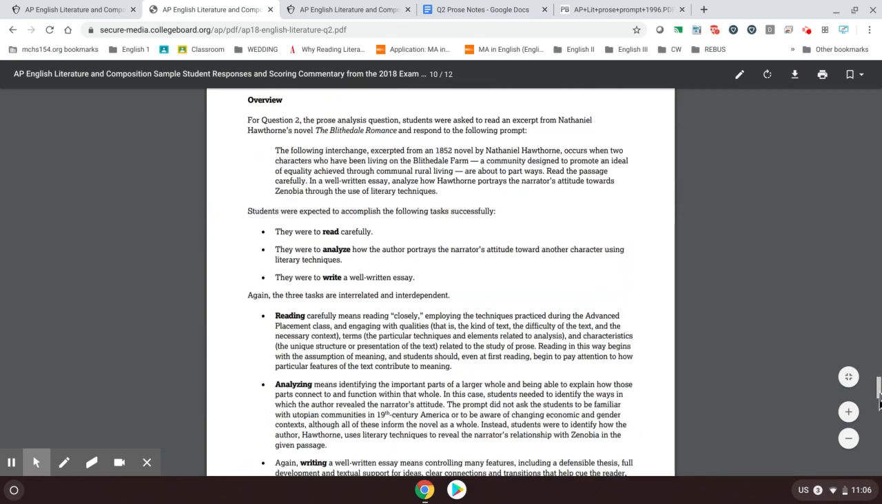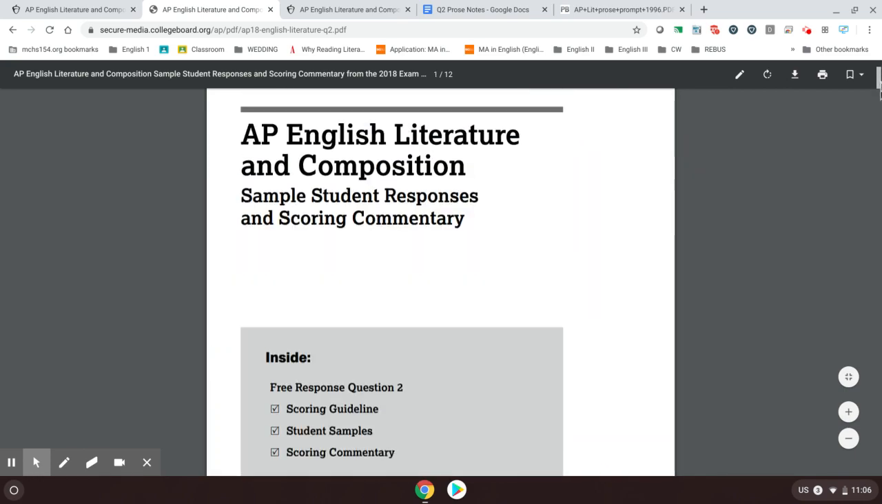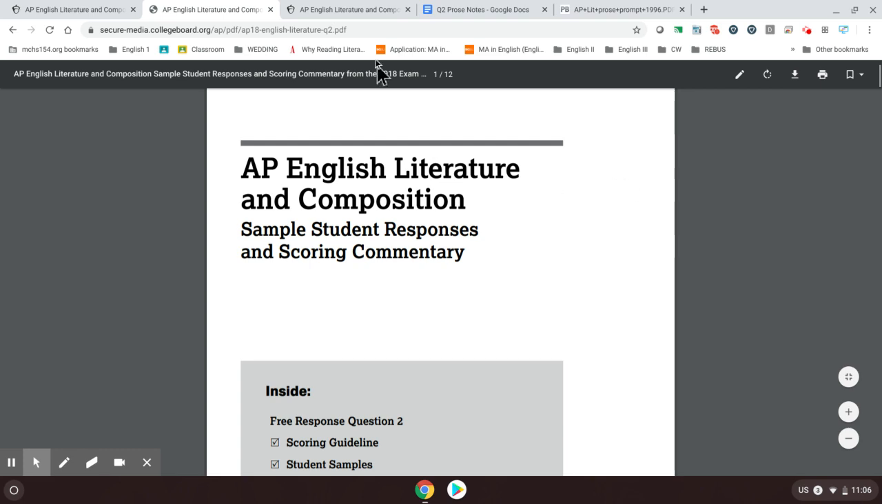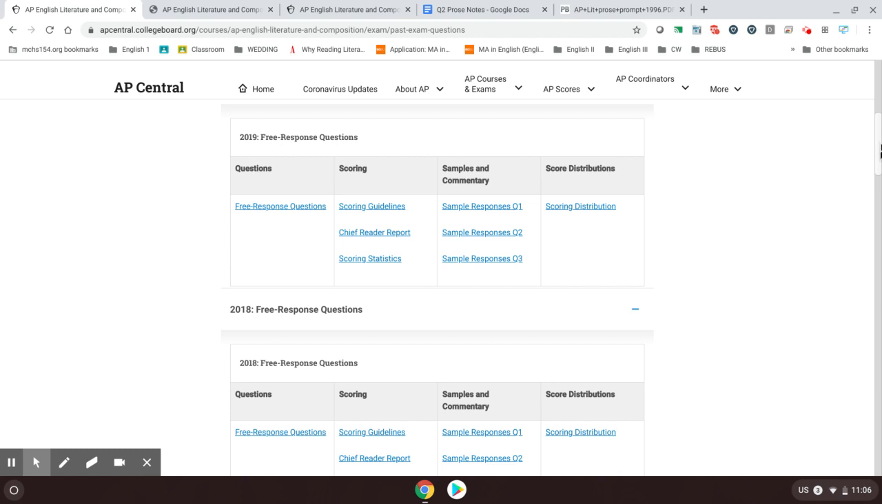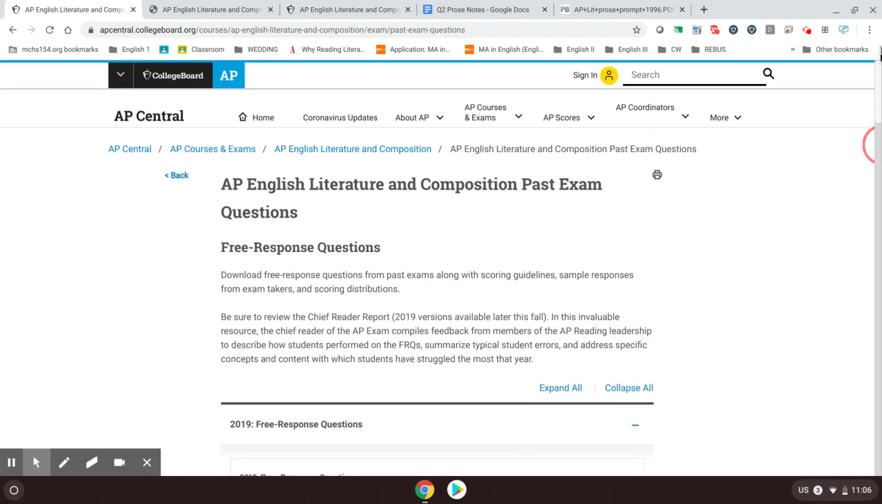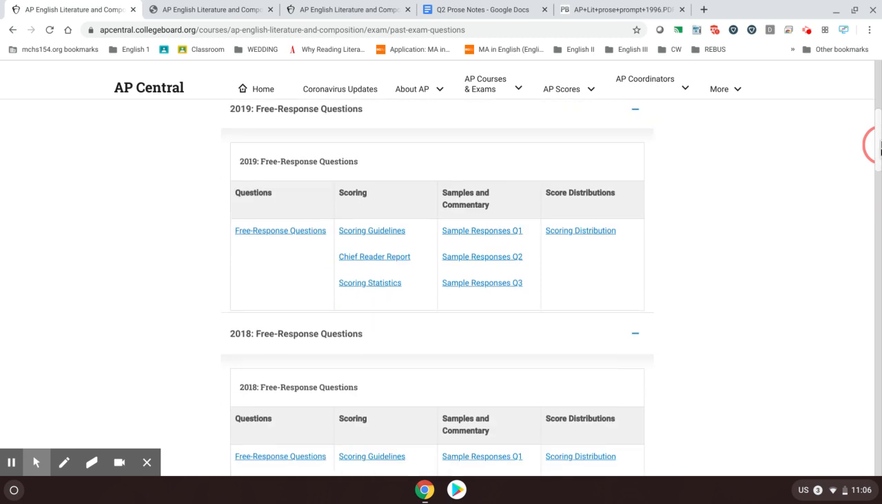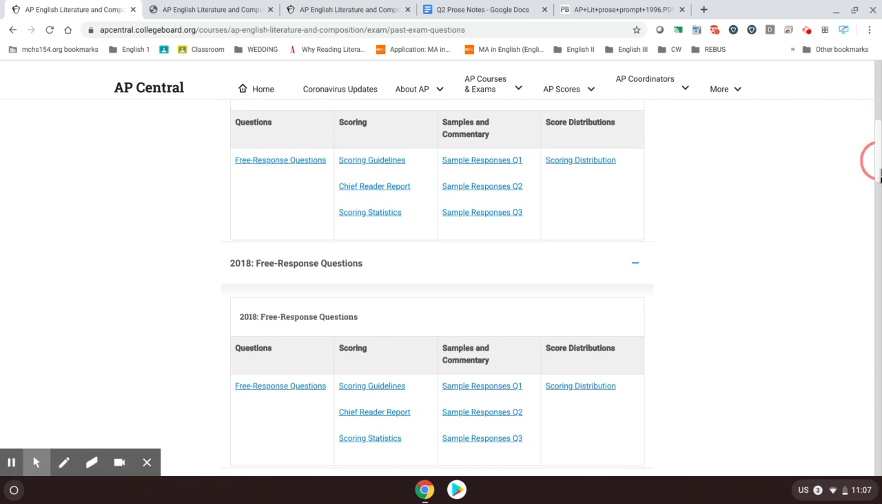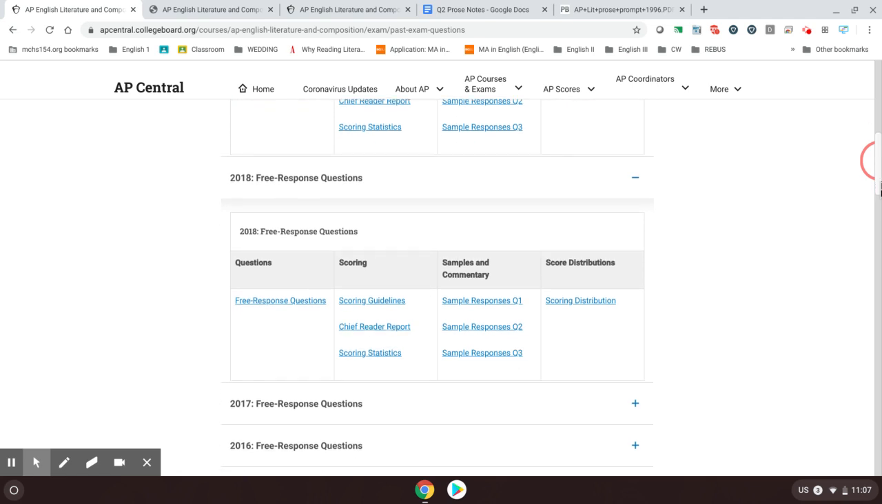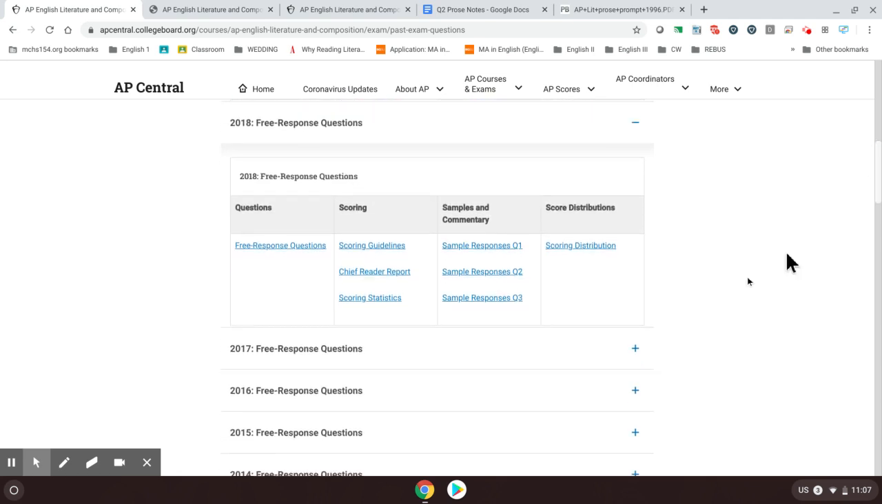All right, so these two things are attached for you on the post. And hopefully, if you want to look at more examples, you can come to the AP Literature and Composition past exam questions, literally type that into Google, and it'll bring up this page, and you can look at what the free response questions were for any year, and then you would want to look at the sample responses for question 2, because that's the prose question you'll be answering. So if you choose to do any more test prep and you just kind of want to poke around, this is where I would advocate for you poking around.